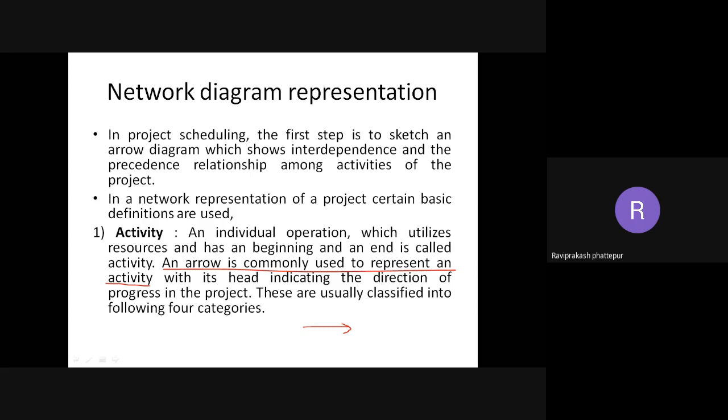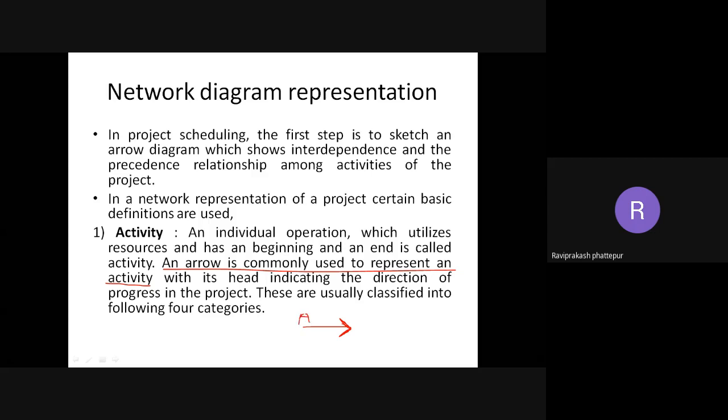I told you, underline this if you want: an arrow is commonly used to represent an activity, with its head indicating the direction of progress in the project. This head tells you in which direction the project is moving. I have drawn it towards the right side, so the project is moving from left to right. This activity could be given as A, B, C, D. I'll write it on top here as A.